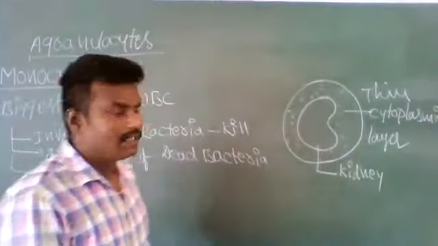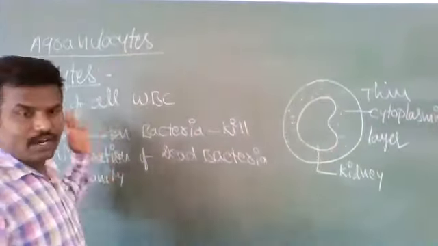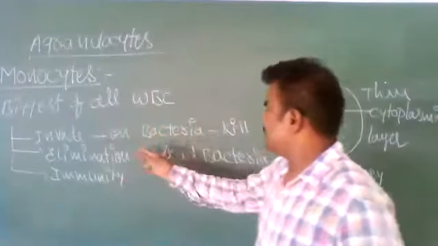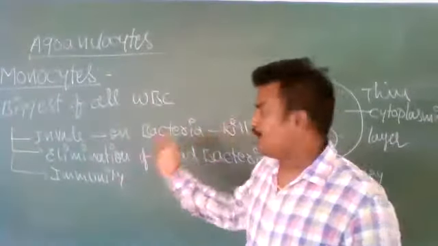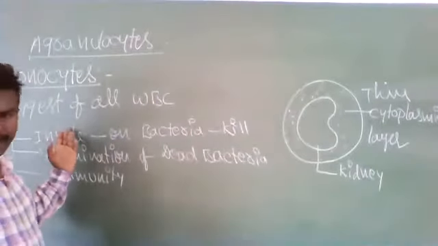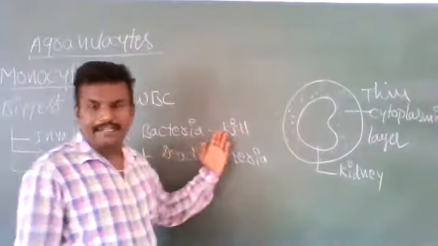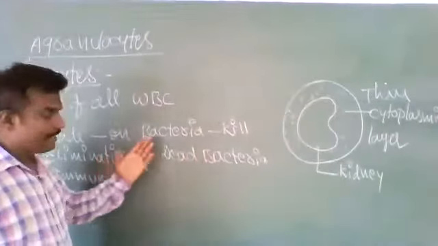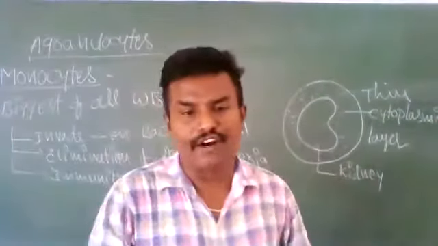Okay, come to the point. So, monocytes are the biggest of all the white blood cells. They contain a large kidney-shaped nucleus. Monocytes attack bacteria and kill them. They even eliminate dead bacteria, dead cells, and other foreign materials.